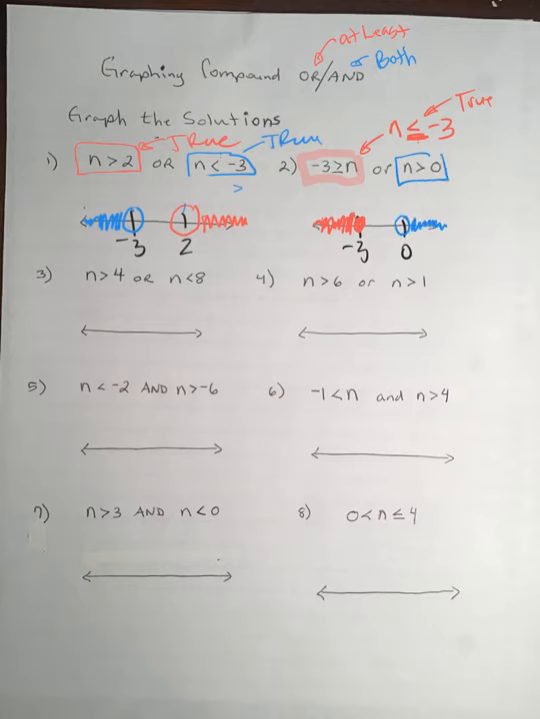Number 3. So I think we all agree the second one makes more sense. We've got 4 and we have 8. So where are all the numbers that would make this sentence true? Right? All the numbers that are greater than 4. So all the numbers that are greater than 4 would make this sentence true. Forever and ever. And then where are all the numbers that would make this sentence true?